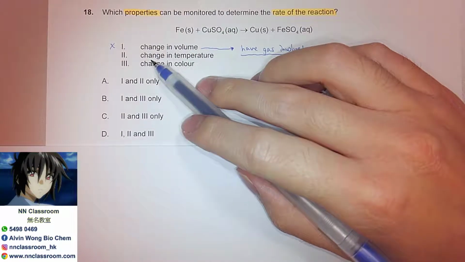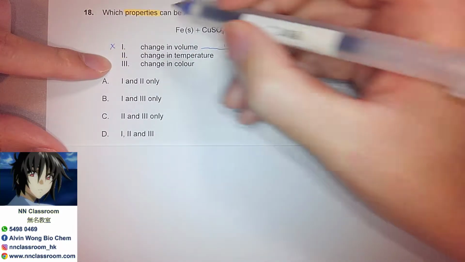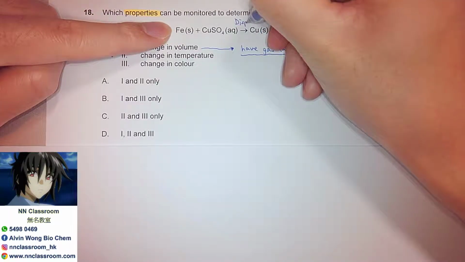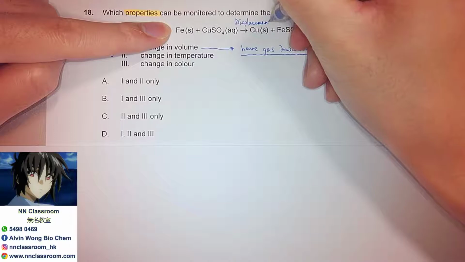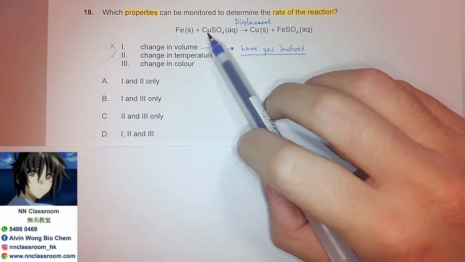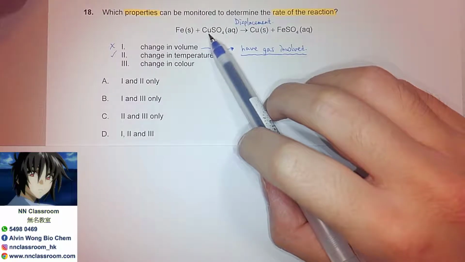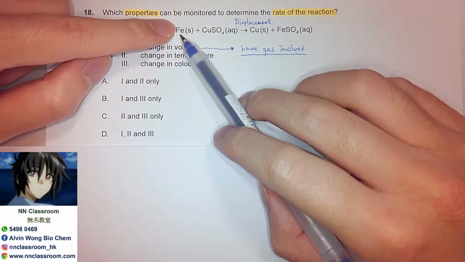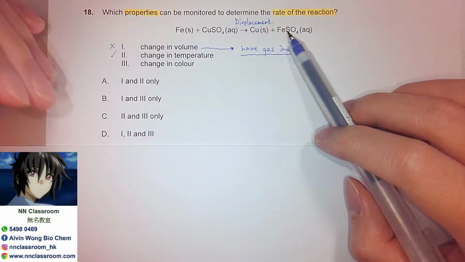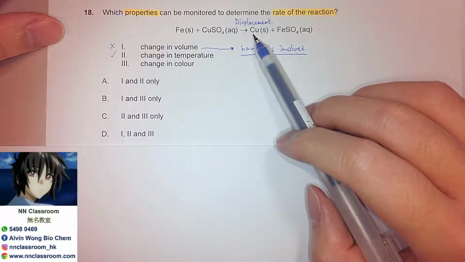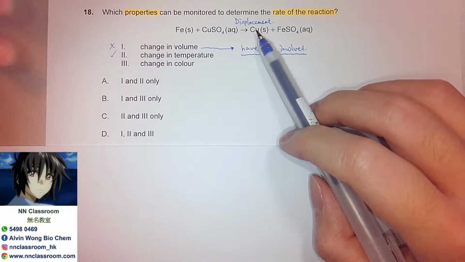For 2, let's see, change in temperature. This is possible because this is what we call a displacement reaction. A really classic type of reaction involving a more reactive metal reacting with a less reactive metal ion, copper 2+ in this case, and then they swap positions, right, in which the iron is now sacrificed to form iron 2+, and the copper 2+ is now reduced back to copper metal. And this is going to be a redox process.